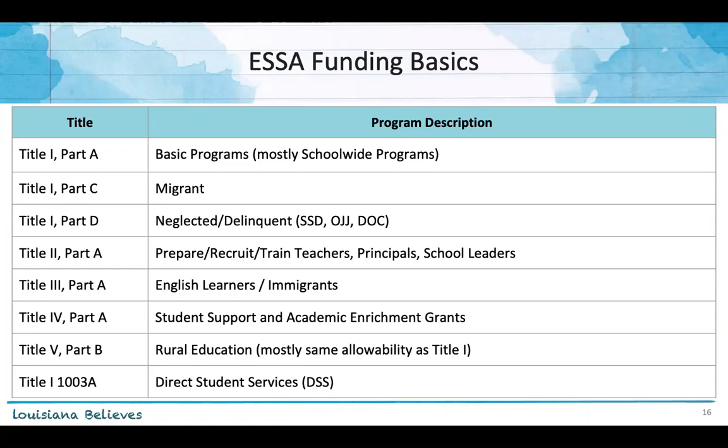Title II Part A, Improving Teacher and Principal Quality. Title III Part A, to support English learners and newcomers. Title IV Part A, Student Support and Academic Enrichment Grants. Title V Part B, Rural Education. This program has the same allowability as Title I, and Title I 1003A, Direct Student Services.